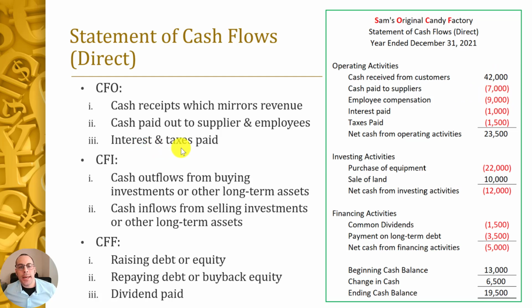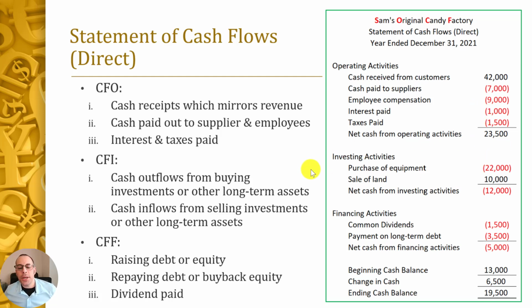And then interest and taxes paid. He paid $1,000 of interest on his debt and $1,500 of taxes. So he had $42,000 of cash inflows, then a bunch of cash outflows. So he generated $23,500 of cash from his operational business.